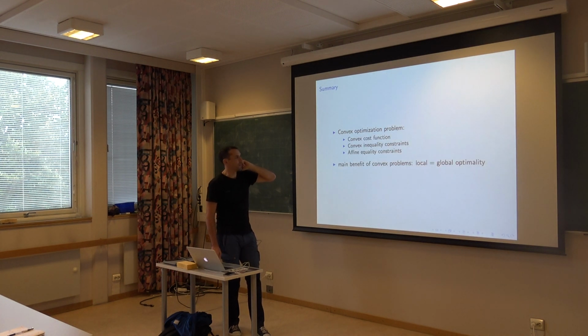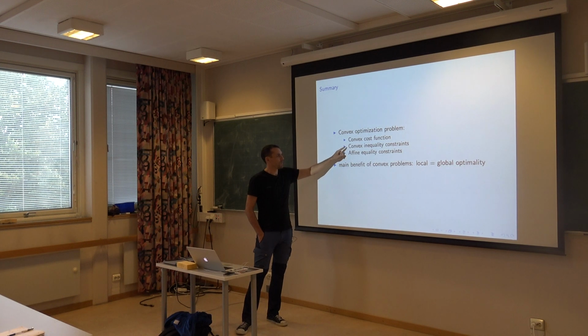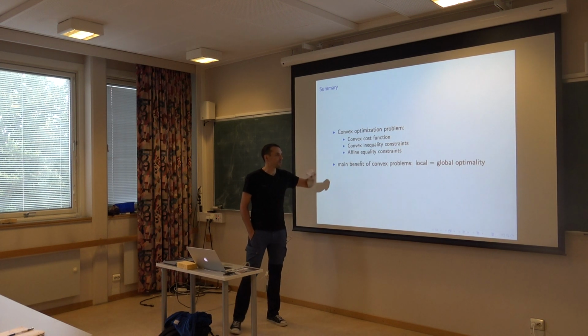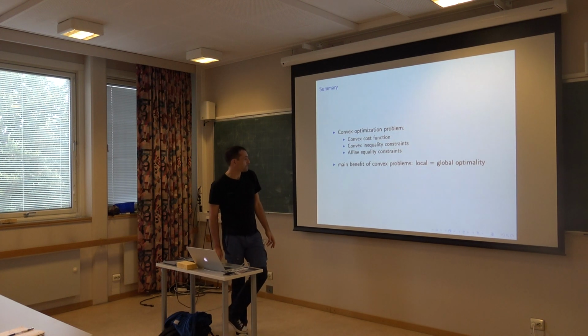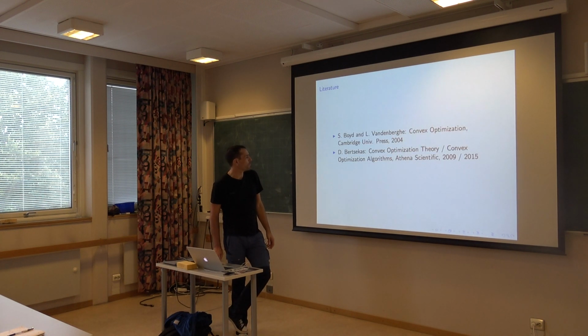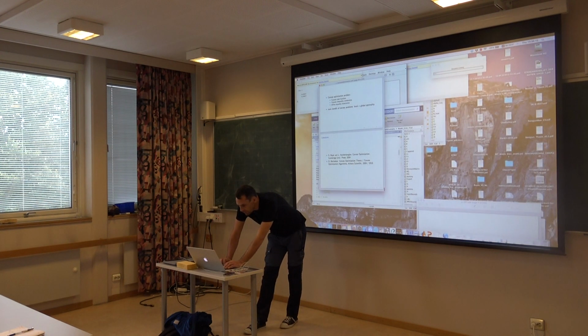Yeah, that's basically the main thing to remember. So how do you get the convex problem: convex cost function, convex inequality constraints, and affine equality constraints? If you have a convex problem, you have global optimality. Yeah, you have a few books on the topic that you probably already know about.